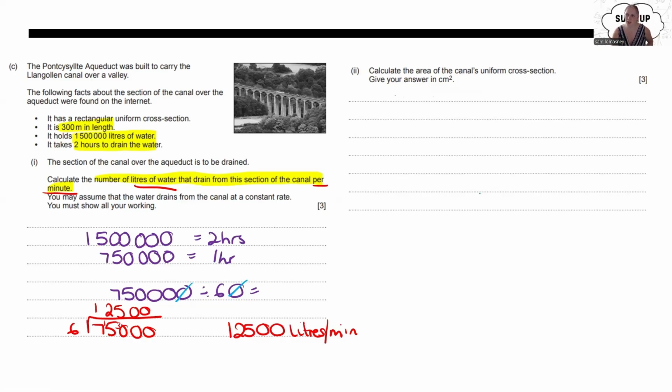Right, let's look at this question now. Calculate the area of the canal's uniform cross-section. Give your answer in centimeters squared. Right, there's a look out. There's 1,000 centimeters cubed in 1 litre. Knowing that bit of information, we're going to times this by 1,000, which gives me a headache drawing how many zeros.